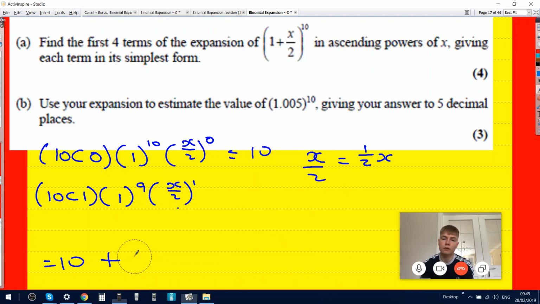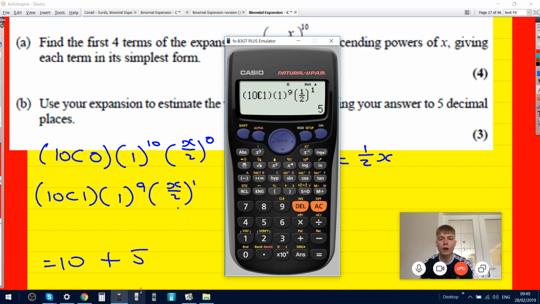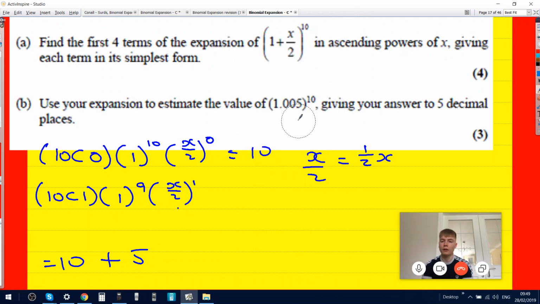5. Is that it? No, 5. I'm not sure what to do with a half x. We just remove, well, it will be x to the power of what? 1. Yeah, and so it's just x.